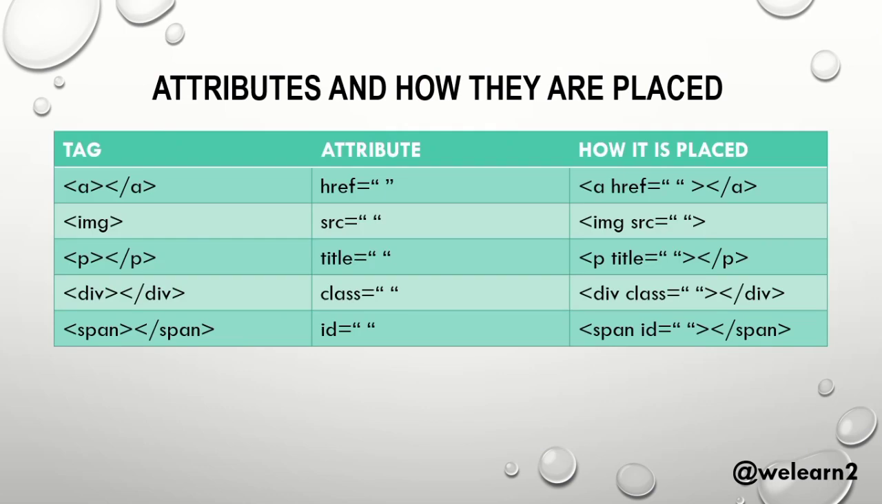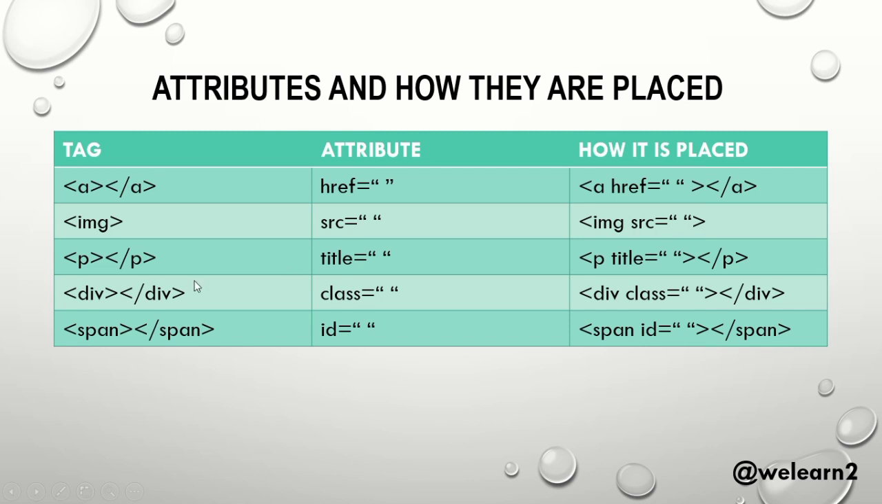Attributes and how they are used. These are some attributes and how they are used. For example, for the anchor tag, the attribute href is specified in the start tag, not the end tag. The image element takes src in the tag; this one is an empty element. Without the src, it won't function because the browser wants to know where the file is, which file to display.